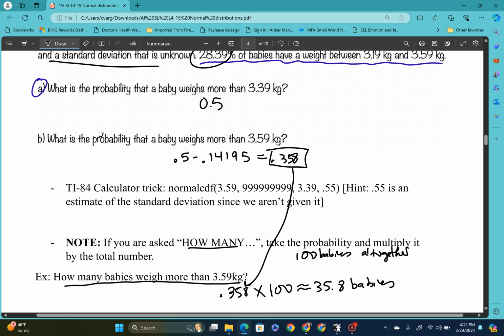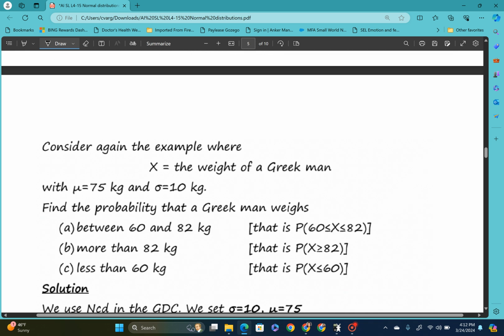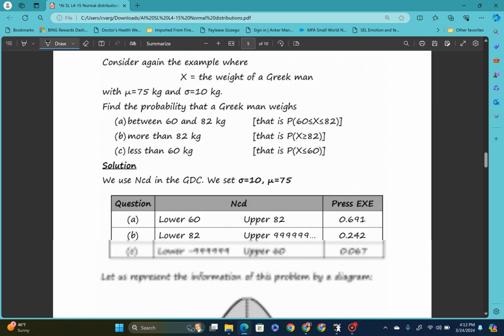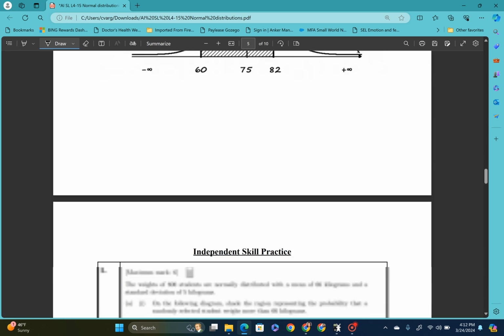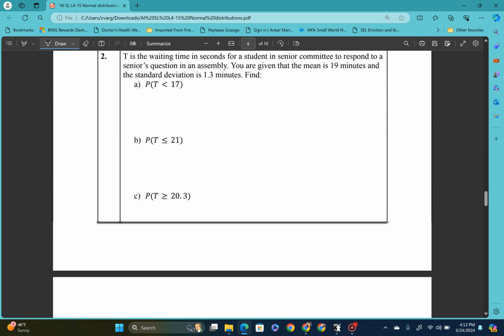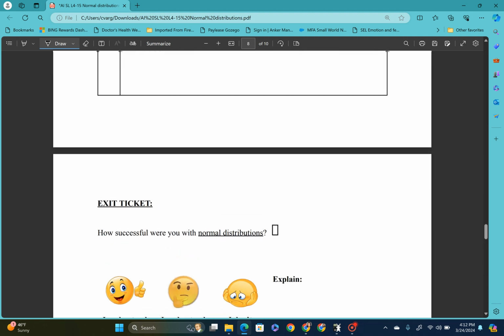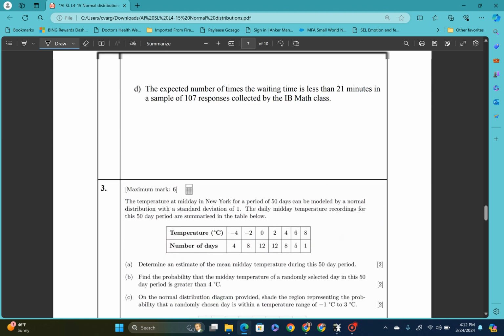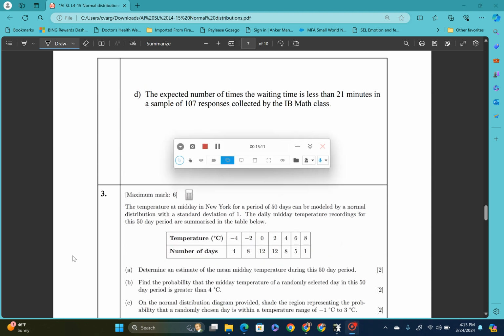All right. So these are just a couple of examples going through. I'm going to ask you, if you can, to try the problems that are here, numbers 1 through 3. Go ahead and do those and then check your answers with me. That rhymes. Okay. Take care.